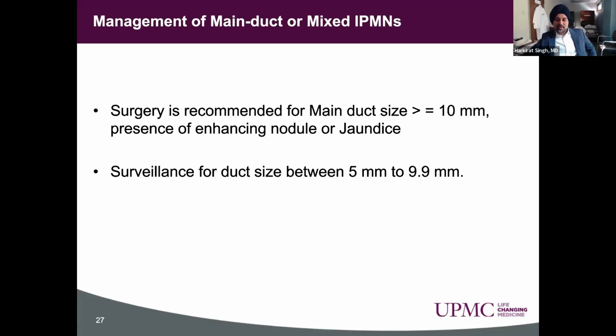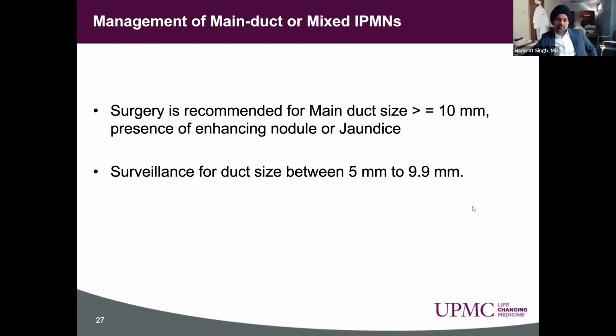Main-Duct IPMNs: any Main-Duct IPMN which causes jaundice or has high-risk stigmata, where the duct size is above 10 millimeters, or which has an enhancing nodule within it, we recommend resection. The same goes for mixed IPMN. Mixed IPMNs are the IPMNs which have both a branch-duct and a Main-Duct component. If they have a Main-Duct component, that kind of takes over. Unless we have the pathology of a surgical specimen, we don't know if the Main-Duct got dilated by just the mucin secreted by the branch duct, or if the Main-Duct is also involved. It's very difficult to tell, but we assume that the Main-Duct is involved.